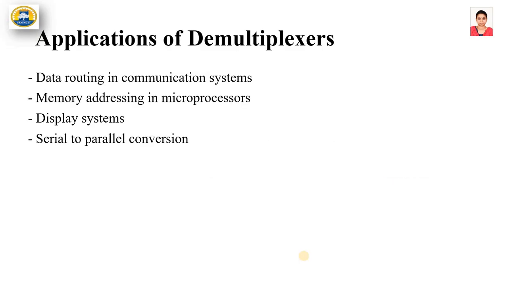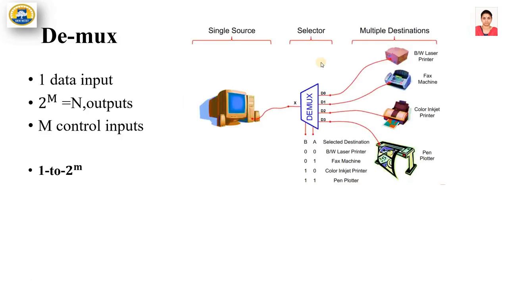Applications of demultiplexers. Data routing in communication systems. That is, it is used in communication systems to send data from one line to multiple destinations. Memory addressing in microprocessors. That is, it is used in CPUs to select memory blocks. Display systems to activate different segments in LED displays. And serial to parallel conversion, they actually convert serial data into parallel data by routing it through demux.